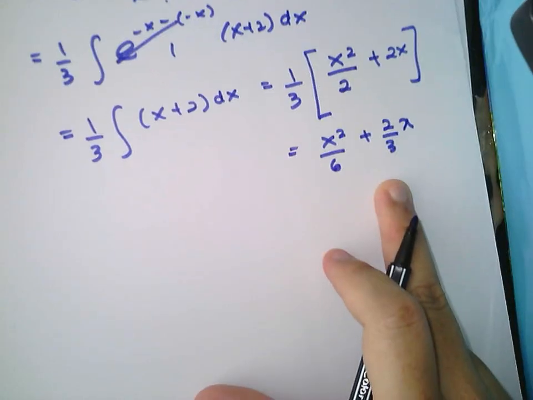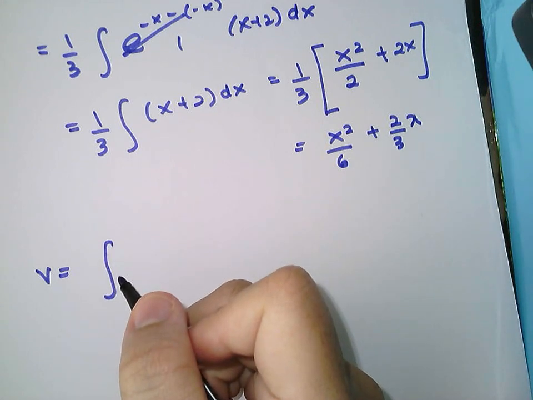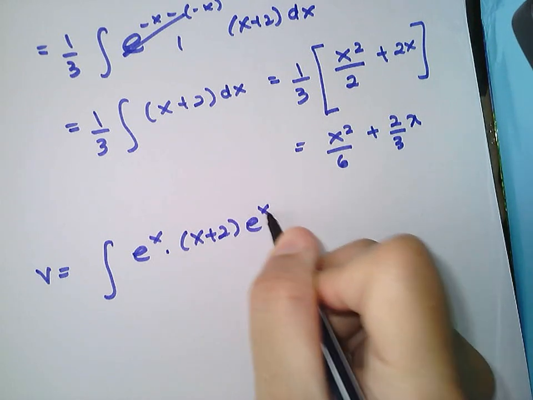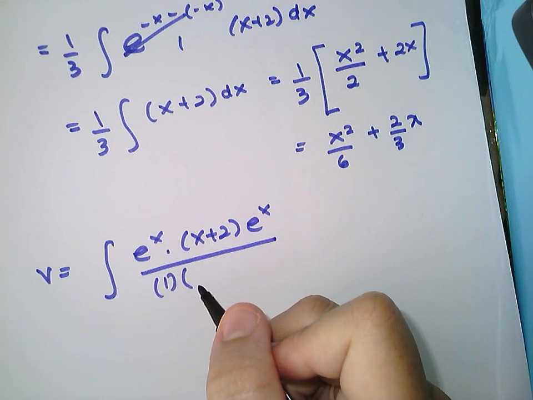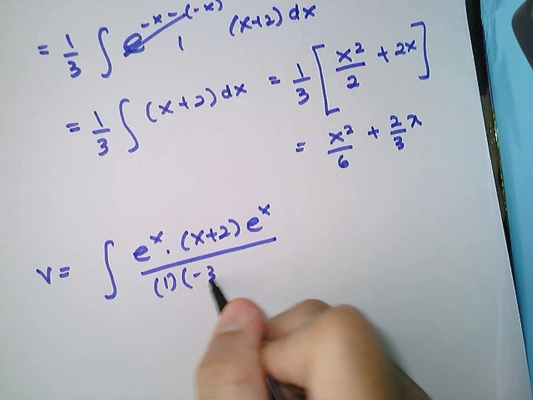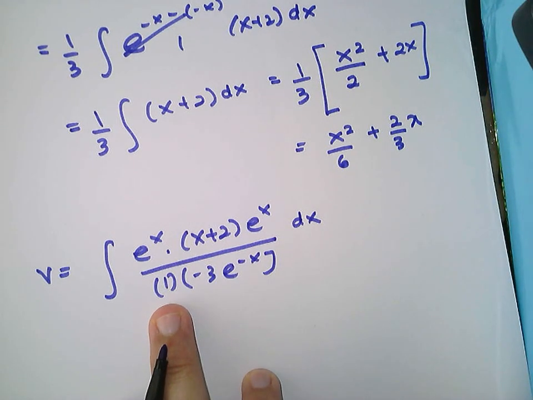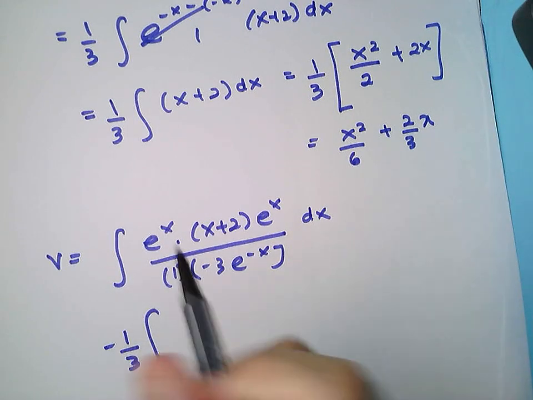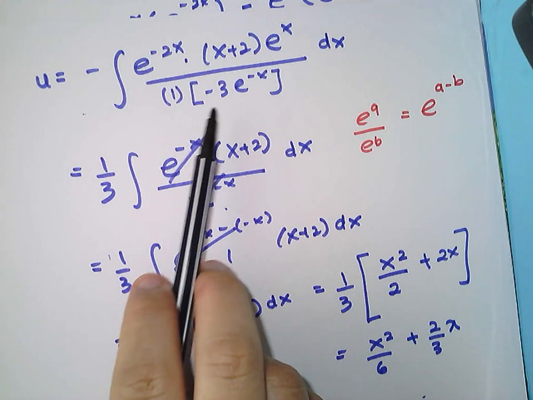Okay, so now calculate your v. So your v is equal to integrate. Your y1 is equal to e^x. Again your f(x) is x plus 2, e^x over a is equal to 1. Your w is equal to negative 3 e^(negative x) dx. Okay, so again here factorize your constant, so you will have negative 1 over 3. Why do you have negative here? Because this one here has a plus sign. As for w, you have a negative sign here, so that's why negative negative will give you positive.